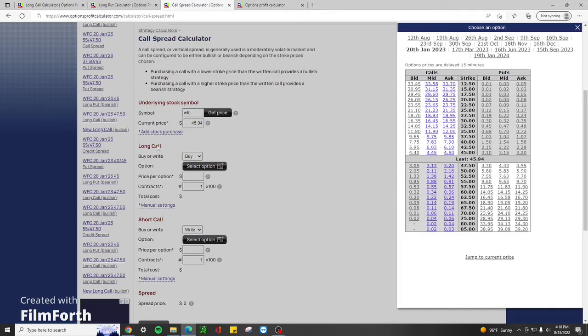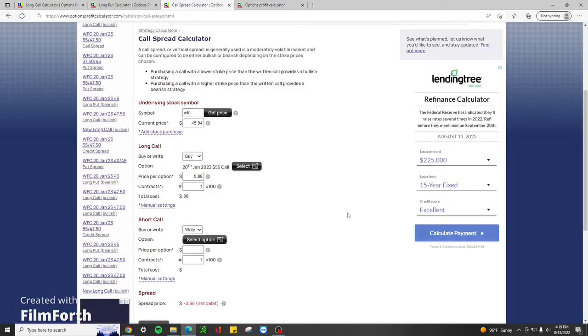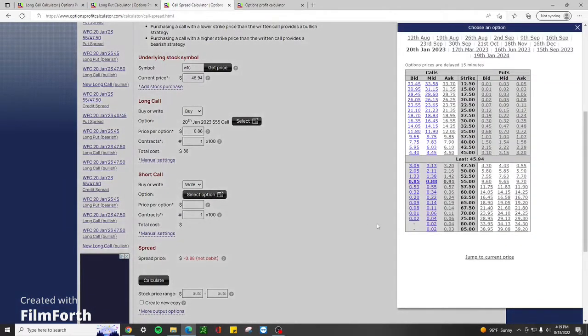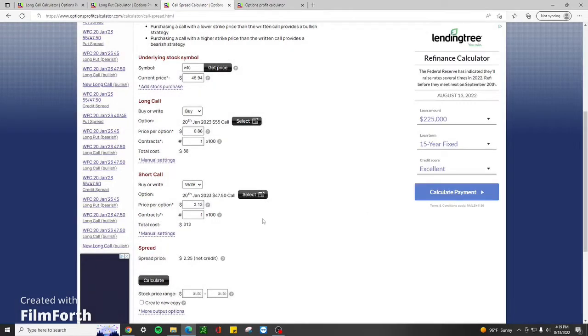Now since this is the long call, this basically means this is the call strike price that is a little further away from the current price. So we'll go with 55 in this case. Click 55, and then of course the short call, we want to set it to right. Anytime you see right in there, it means you're selling that option or strike price. So we click on that and want to sell something that is closest to the current price. We'll go with the 47.50 just to keep it simple.